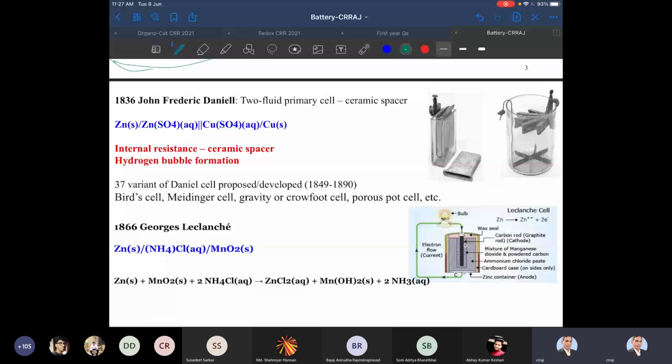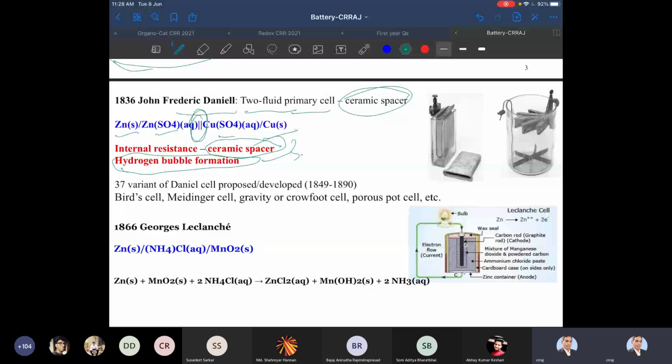Now Daniell came and he developed a further modified primary cell with a ceramic spacer, right? Ceramic spacer, two different fluids, zinc sulfate and copper sulfate. You separated them, right? Instead of what we call the salt bridge, here you have a separator. The problem is the internal resistance due to the ceramic spacer and hydrogen bubble formation. That is inevitable, right? These two are the major bottlenecks.